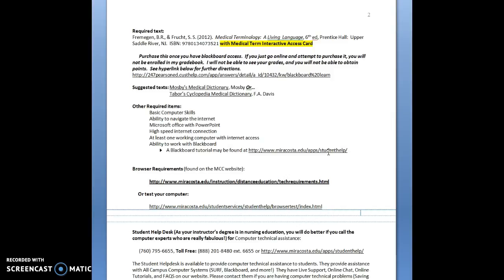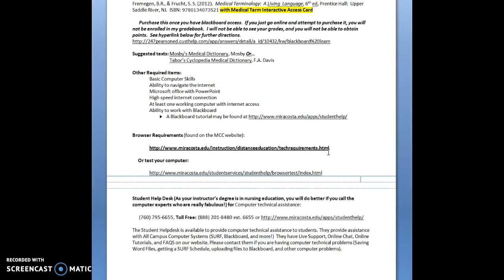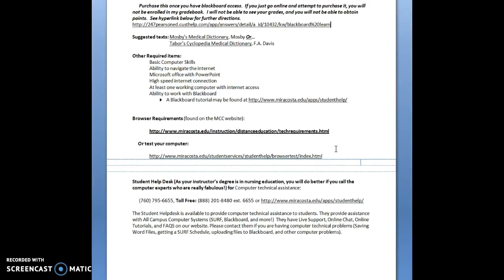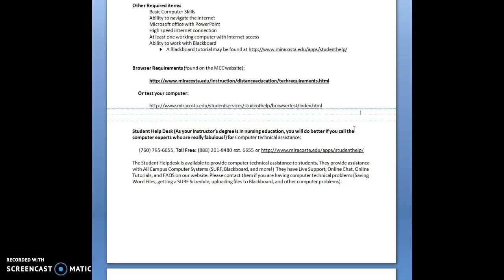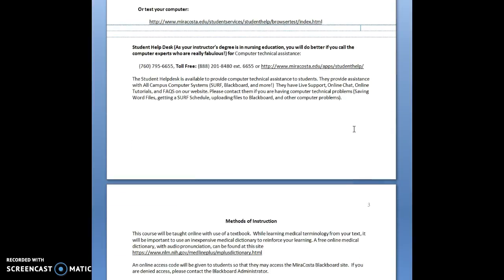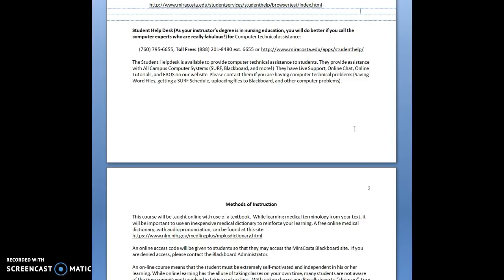You need to have good computer skills, able to navigate the internet, ability to use Microsoft with PowerPoint, have a good connection. You want to use these tutorials if it's your first time working with Blackboard, and browser requirements. You can check on all these things here. There is an excellent help desk for you, and it is available almost 24 hours a day. And as I said right here, my degree is in nursing education, so you will do much better if you call the computer experts at the help desk for technical assistance.